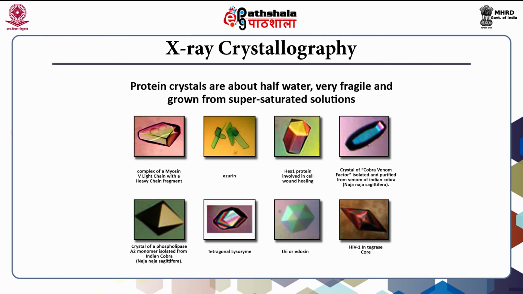So, in this slide we can appreciate the beautiful crystal structures of different proteins. For example, you see the myosin V light chain, a complex of myosin 5 light chain with a heavy chain fragment, which looks like a rectangular-shaped crystal. Here again we can see the blue color crystal, which is the crystal of cobra venom factor, isolated and purified from the venom of Indian cobra.